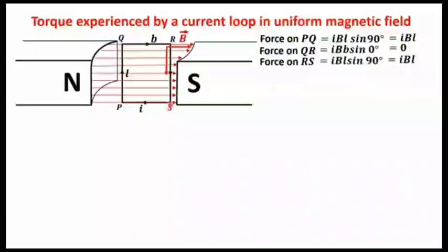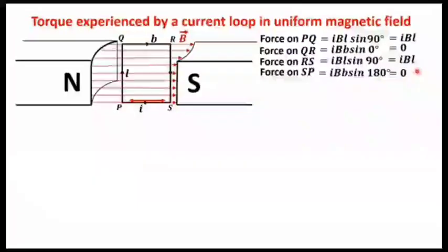The force acting on each side, force is BIL sin theta on each side. Look at the coil PQ, QR, RS, SP. So what is force at each point? Each point the force is given by BIL sin theta.